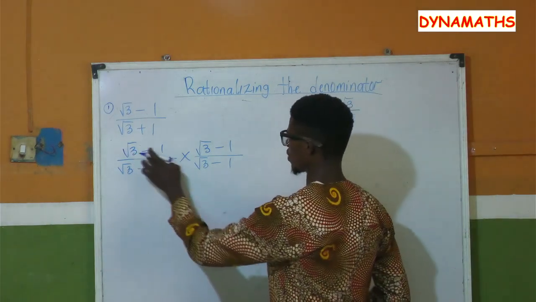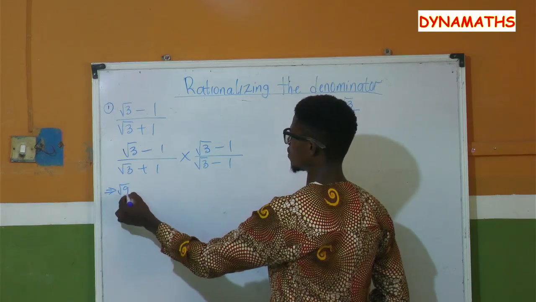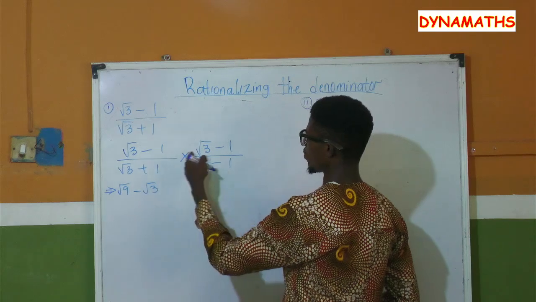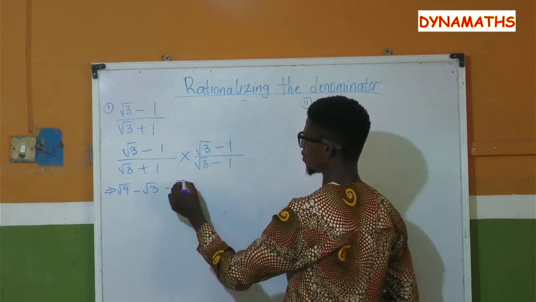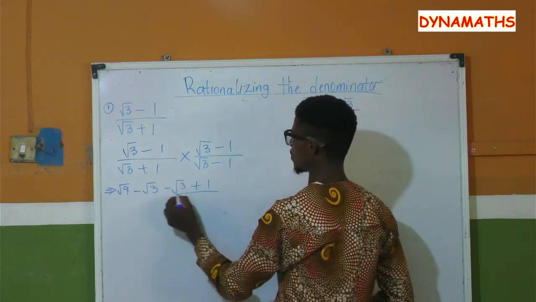So we have root 3 multiplied by root 3, that will give us root 9. Root 3 multiplied by minus 1, that's minus root 3. Minus 1 multiplied by root 3 is minus root 3 again. And minus 1 times minus 1 will give us plus 1.